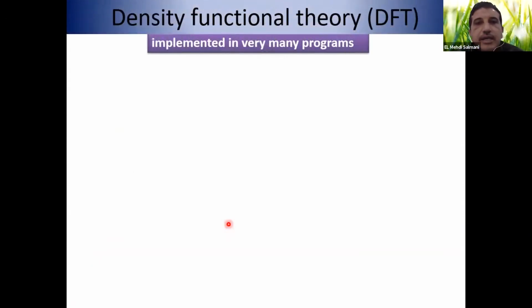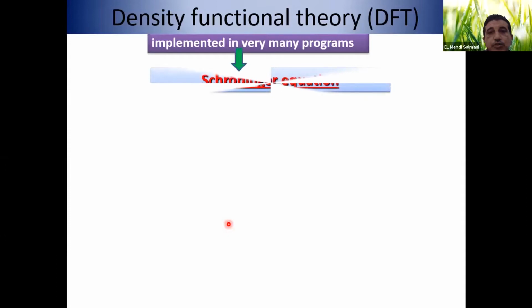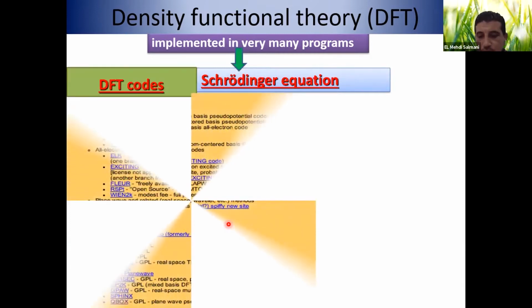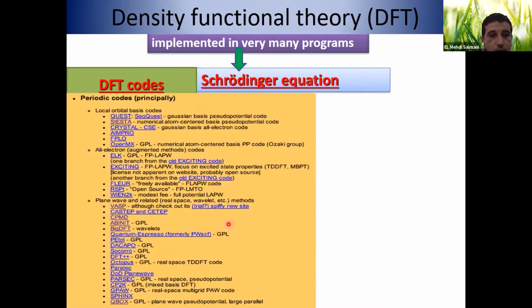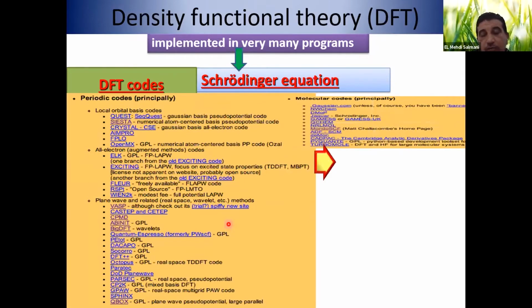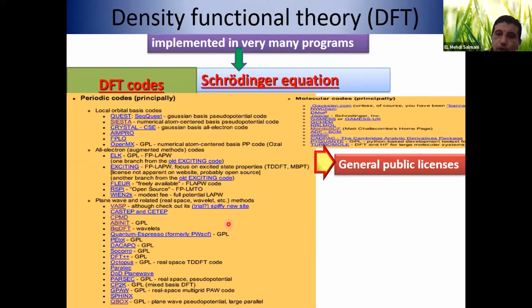So, these methods are implemented in very many programs in order to solve the Schrödinger equation. For example, we have CRYSTAL, we have FLEUR, we have WIEN2k, SPR-KKR, KKR-CPA, VASP, which are the subjects of our workshop, and how and why to access these codes. Some of them are accessible by general public licenses, whereas others are proprietary.